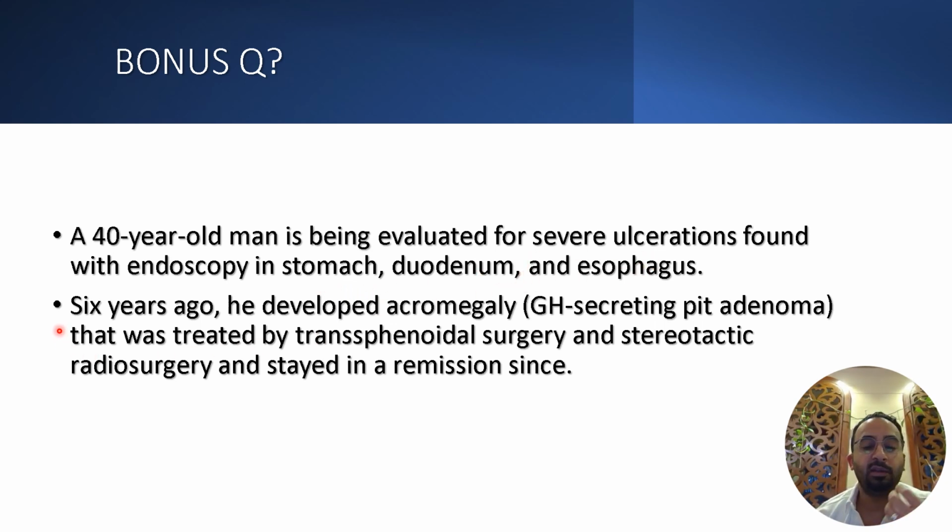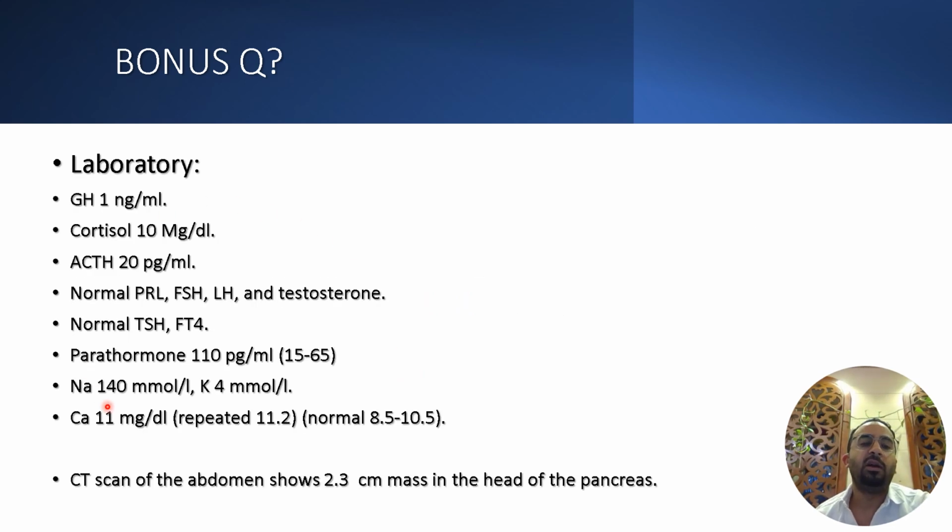Findings suggest that there is an underlying severe condition or disease that can result in a higher rate of development of these ulcerations. Six years ago, the patient had a history of acromegaly that was treated with surgery and radiosurgery, and since that time the patient has been in remission. And here are the laboratory investigations. The growth hormone is 1 nanogram per ml, within the reference range. He has a normal adrenal axis with normal cortisol and ACTH. All pituitary function tests are normal in this patient.